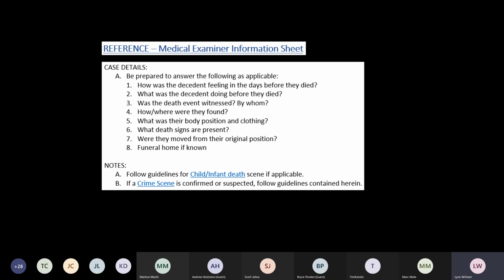Be prepared to answer: how was the decedent feeling? What was the decedent doing before they died? What was the death event witnessed by? How and where were they found? What was their body position and clothing? What death signs were present? Were they moved from the original position? Funeral home, if known. And with children, file child infant death scene and crimes. If crime scene is confirmed or suspected, follow the guidelines there. And of course, those are also in your protocols.